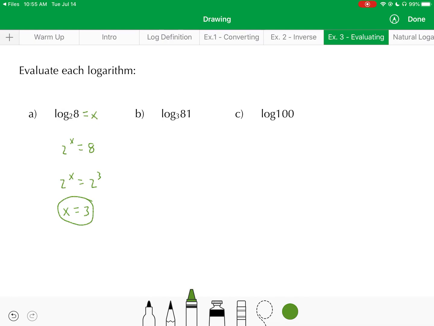okay? All right, next one, try to do it without all that work. Log base 3 of 81, it means 3 raised to what power is 81? That would be 4, right? Because again, 3 raised to the 4th power is 81. How about log of 100, or that's log base 10 of 100? So 10 to what power is 100? The answer would be 2, because 10 to the 2nd power is 100. Okay?